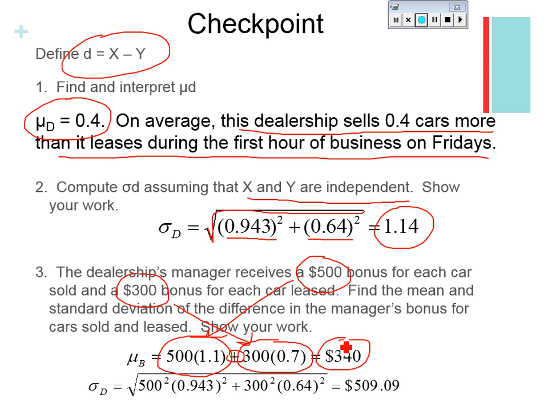And then to find what the standard deviation would be, I'm going to take the $500 times the standard deviation of the amount of cars that they sell. I'm squaring both of these individually, but it's really these two times each other and then squaring. You could do it either way here. Same thing here with the amount of cars they leased. I'm going to do 300 times 0.64, and I'm going to square that product, and when I take the square root of that, I get roughly about $509.09. That's what the standard deviation would be in that particular case.